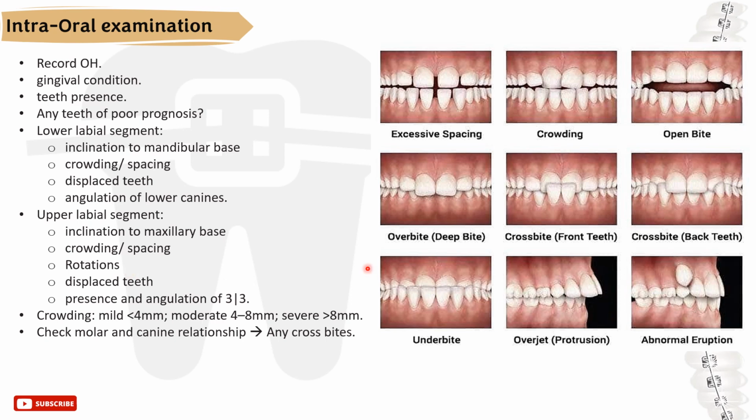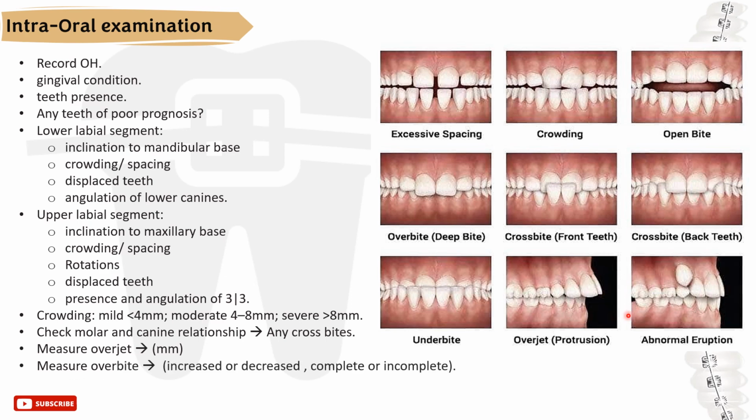Check the molar and the canine relationship. Is it class 1, 2, or 3? And note the presence of any cross bites. Measure the overjet in millimeters and measure the overbite. And note if it is increased or decreased, complete or incomplete.